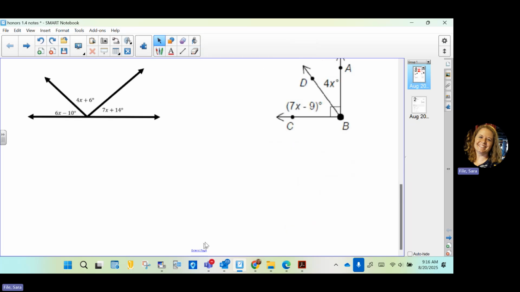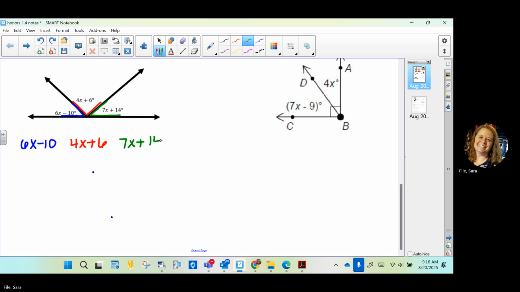Good. So I'm going to write an equation setting the sum of these 3 angles to 180. Okay, so I'm going to do 6x minus 10. This one. I'm going to just keep things color coded for y'all. 4x plus 6. And 7x plus 14. Okay, the sum of these 3 angles is 180 because they are supplementary. And you don't have to put the degree symbol in your equation. You just put 180.